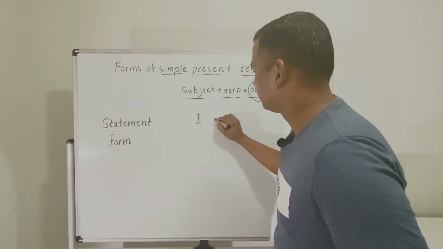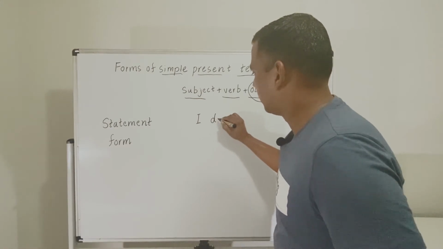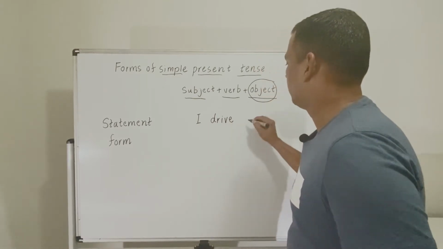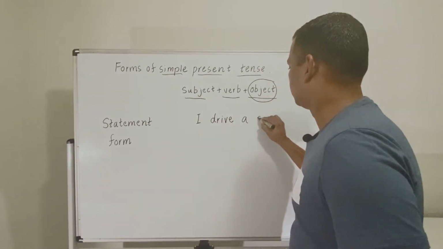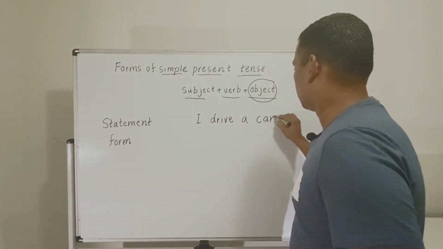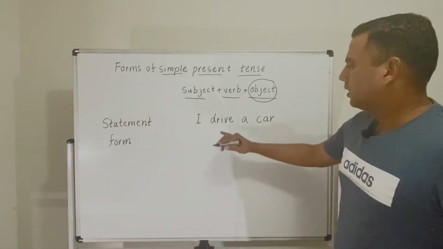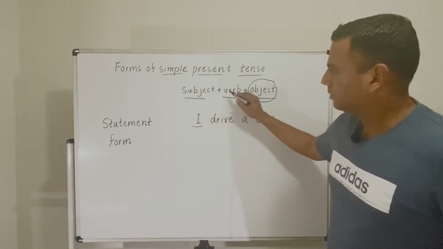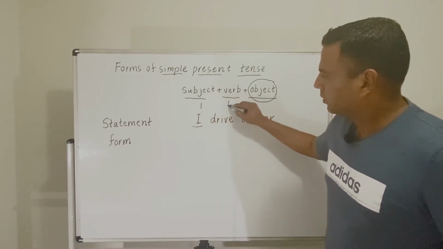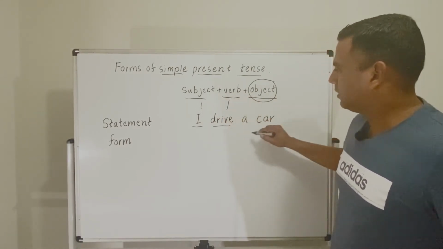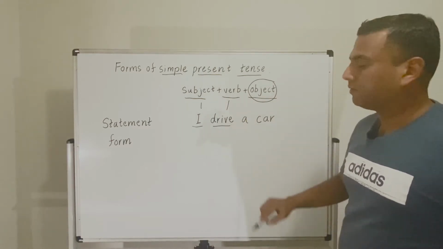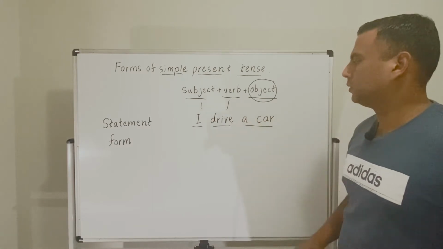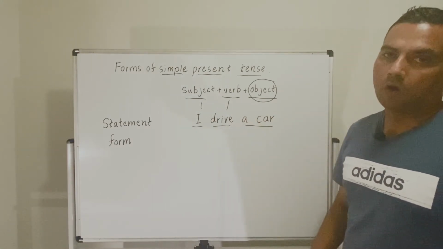I drive a car. I drive a car. Now, when you say I drive a car, we have the subject here, we have the verb drive, and then what do I drive? I drive a car. Car is the object. So I is the subject, drive is the verb, car is the object.